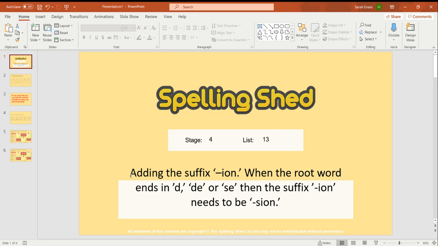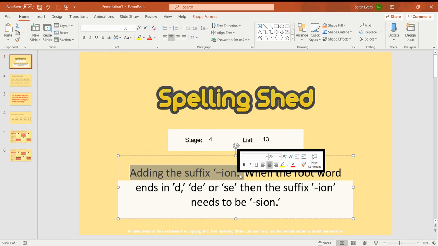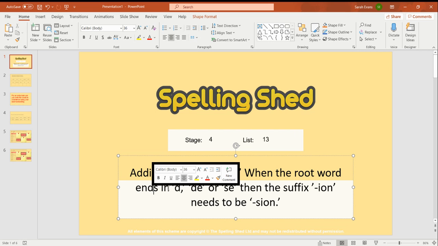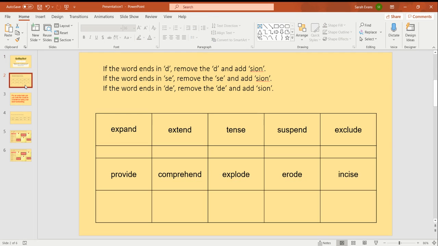So just like our normal spelling shed, today we're going to add on the suffix ion to a root word. Sometimes the root word is going to end in a D, sometimes it's going to be DE, and then sometimes it's going to be ST, which we're going to have to take off and then add the suffix, okay? So the suffix is going to be SION.